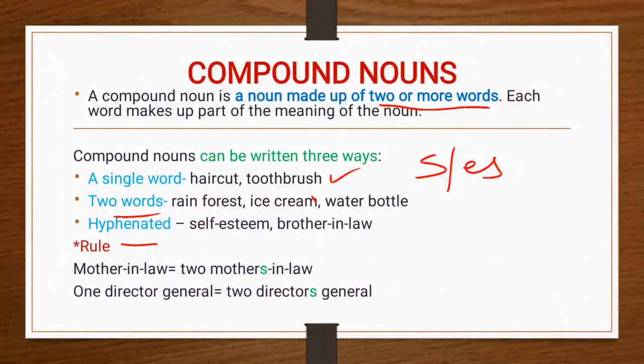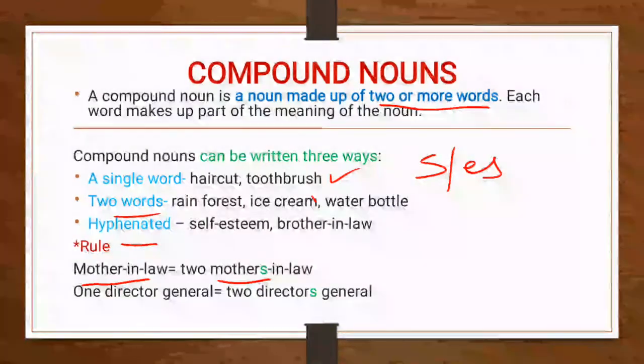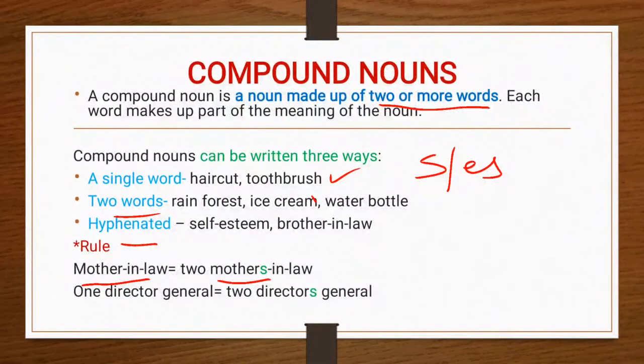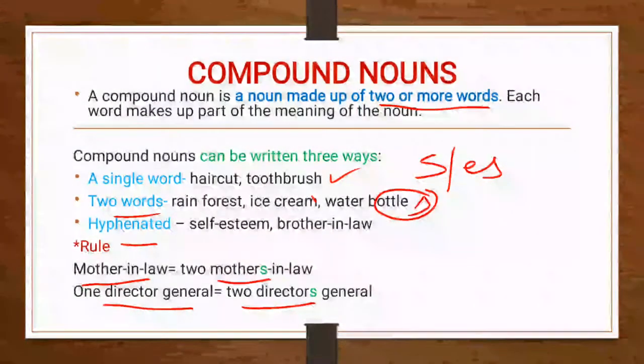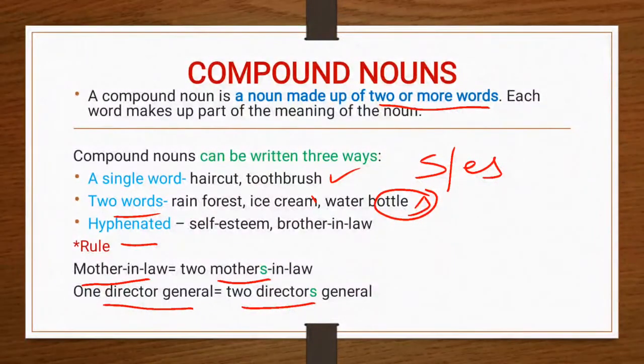Yes, this is a very important rule and most children make errors here. We say one mother-in-law, two mothers-in-law. There are two mothers, not two laws. Similarly, one director general. We say two directors general because there are two directors but not two generals. Similarly, we say water bottles. We will add s to bottles because there can be two bottles but not two waters.